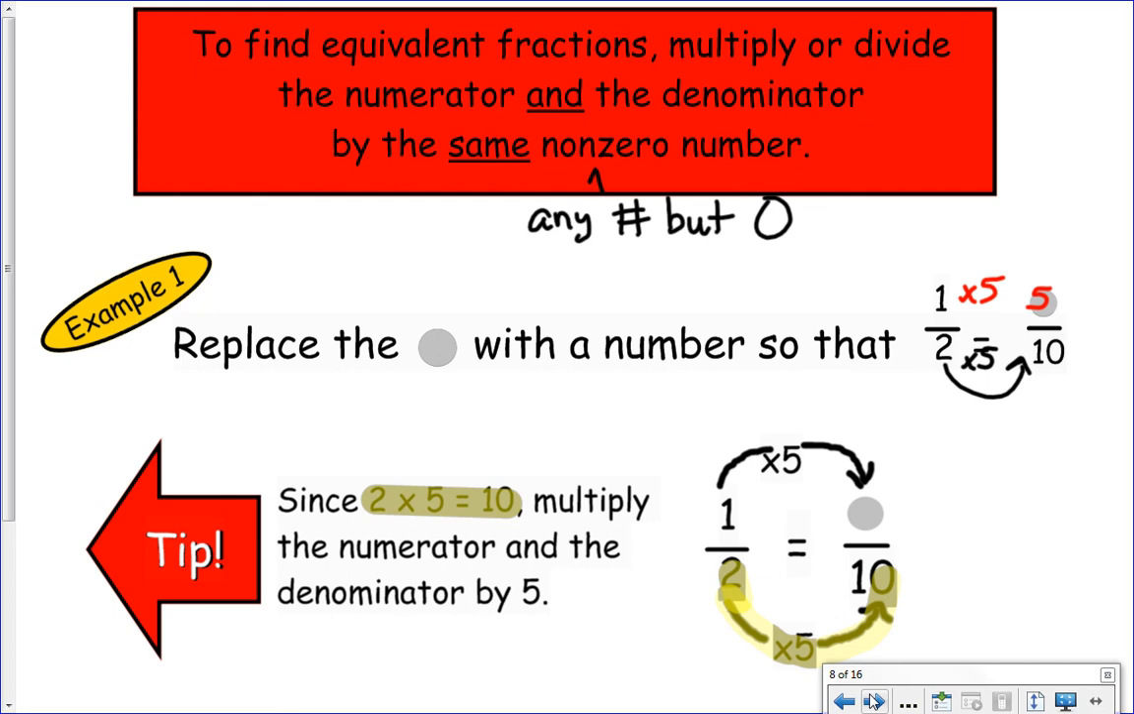Okay, so basically that's what it's showing us here. Since 2 times 5 is 10, we're going to multiply the top number of the numerator and the bottom number of the denominator by 5. Whatever you do to the bottom or to the top, you have to do to the opposite side.